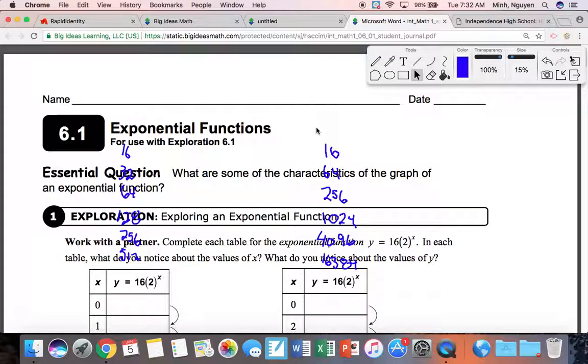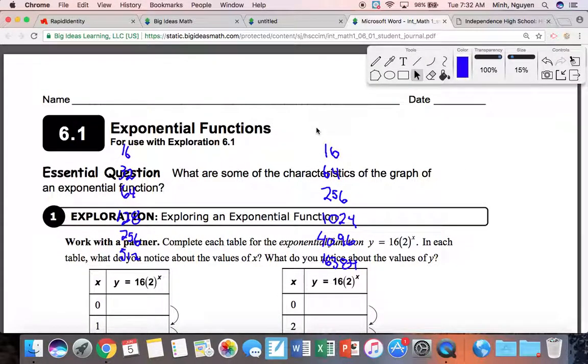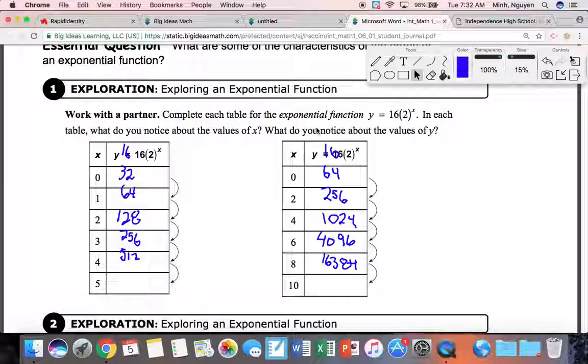As we're on page 158 of your student journals, welcome to Chapter 6, Exponential Functions, Section 6.1. Don't mind these numbers, you'll see why they come in handy right about now.